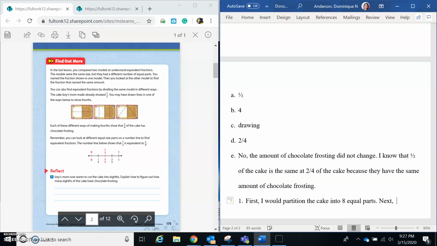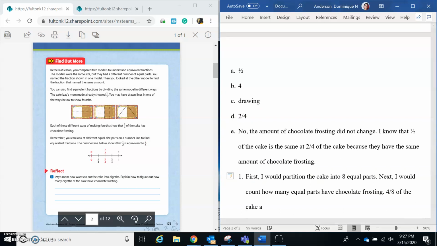Next, I would count how many equal parts are chocolate, or half chocolate frosting. And we can even say we have 1, 2, 3, 4. We'll even put it in there. 4/8 of the cake are chocolate.